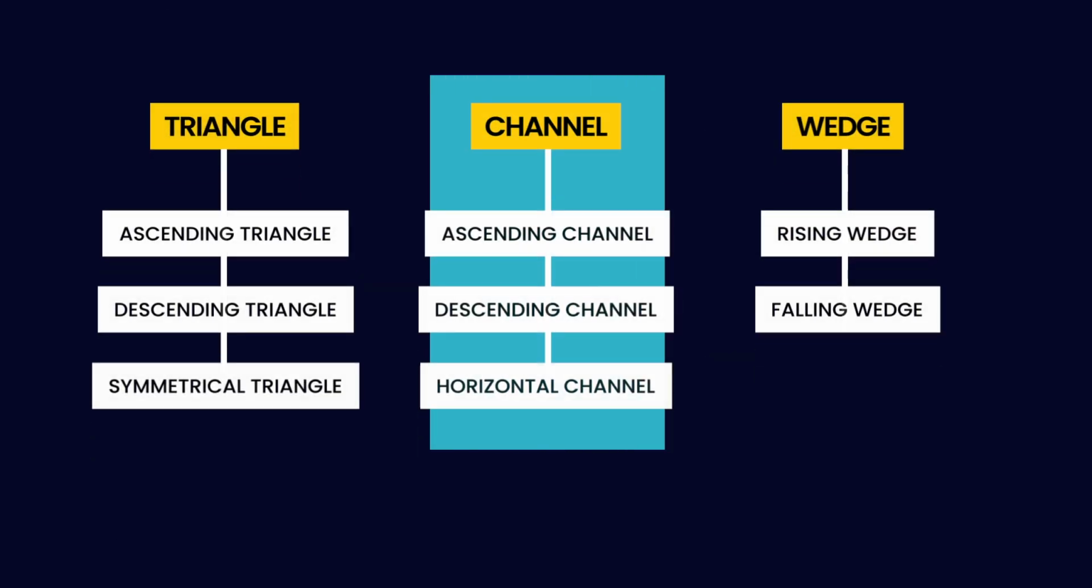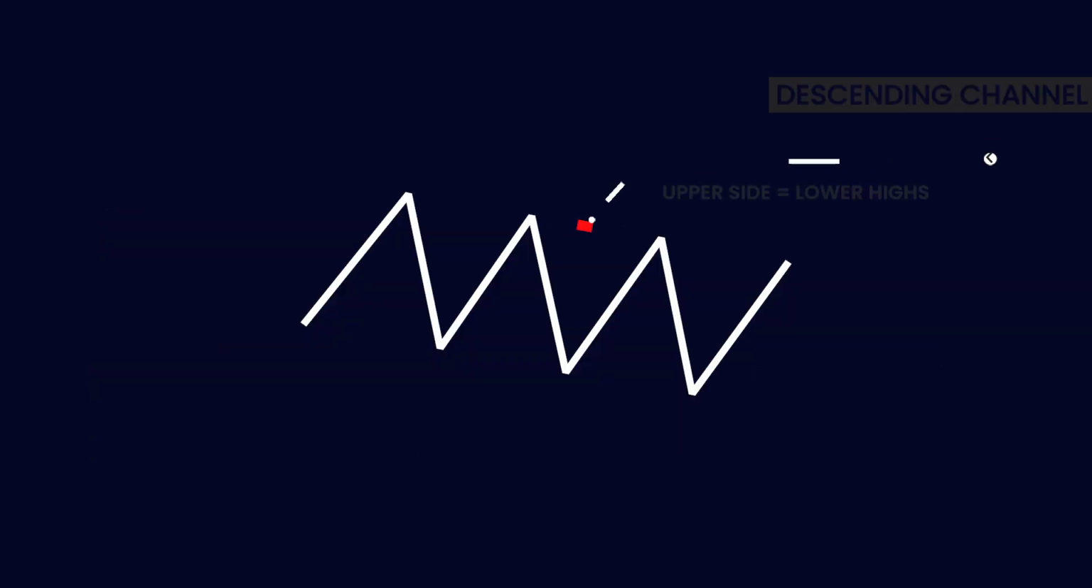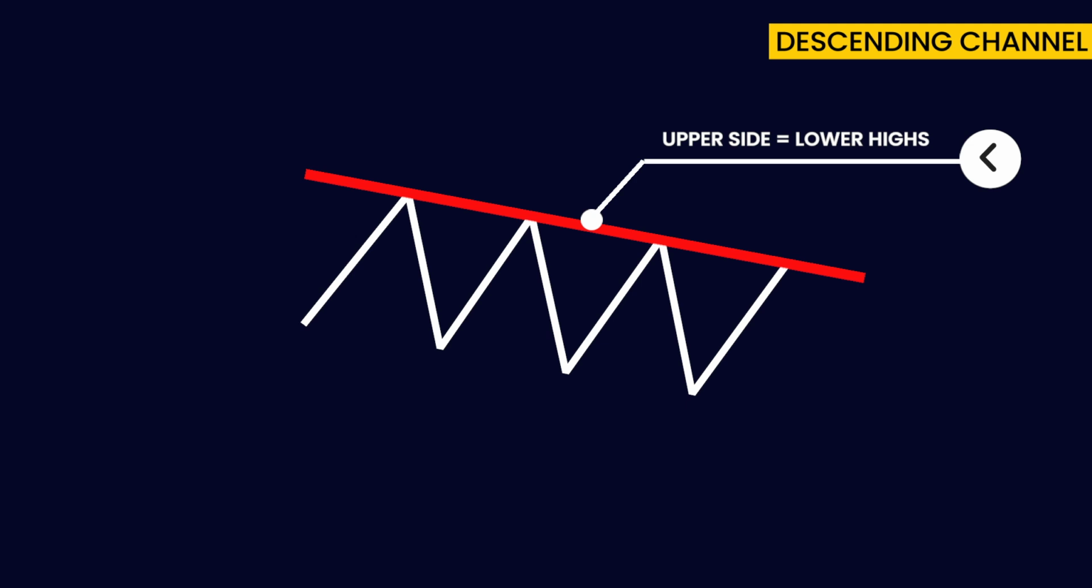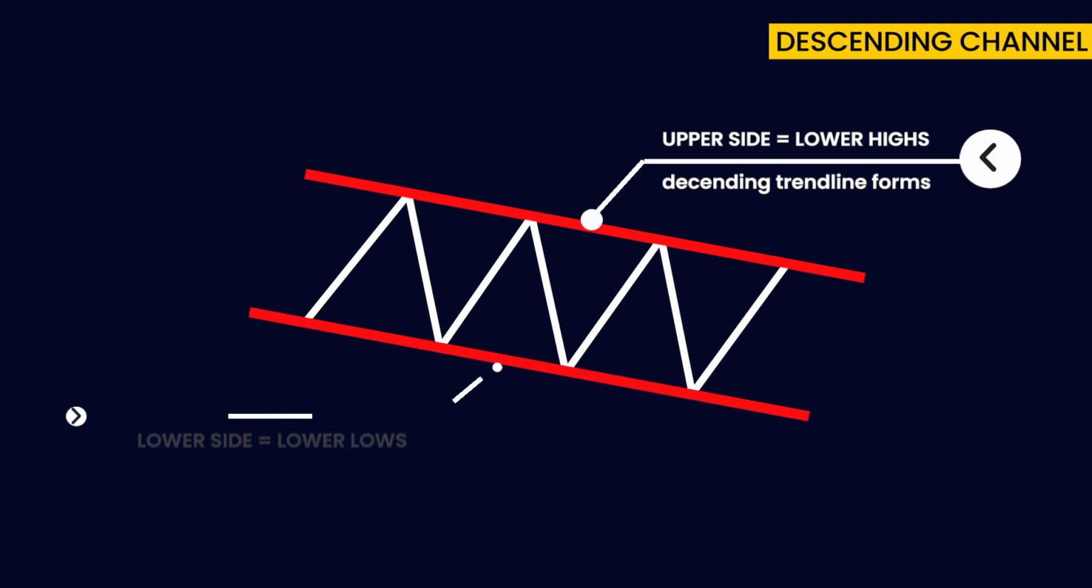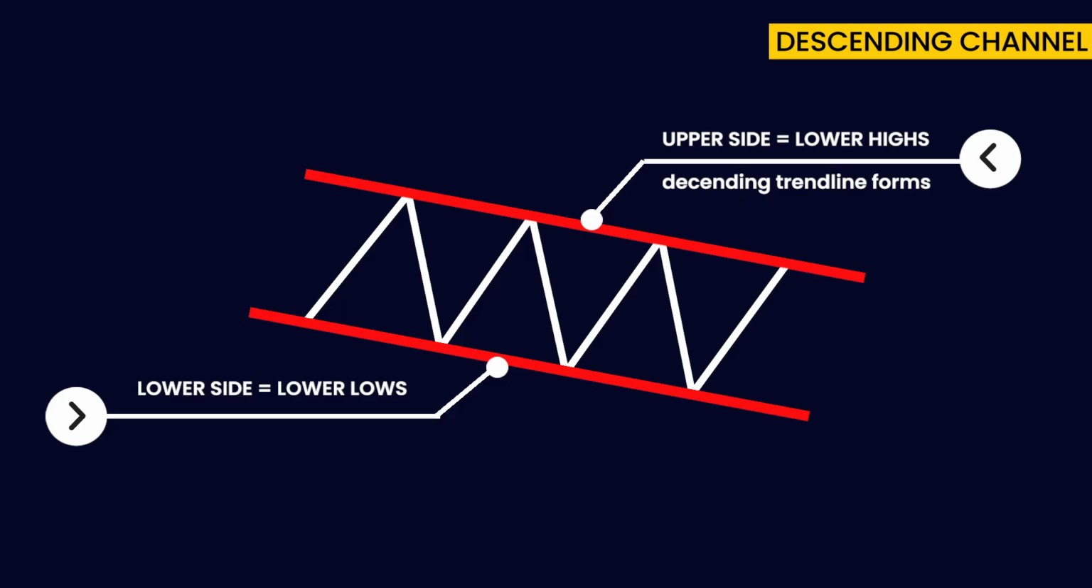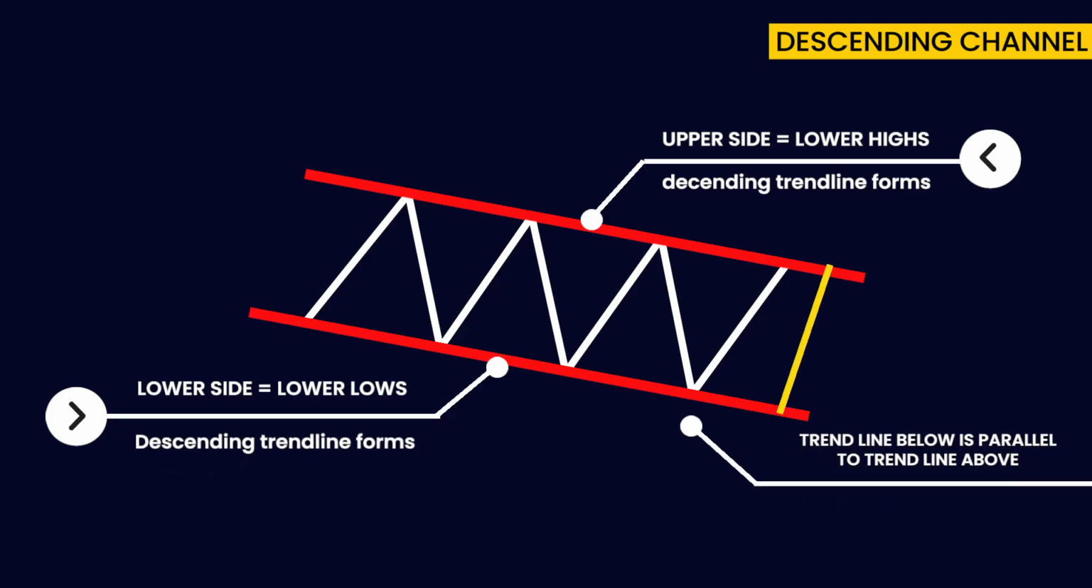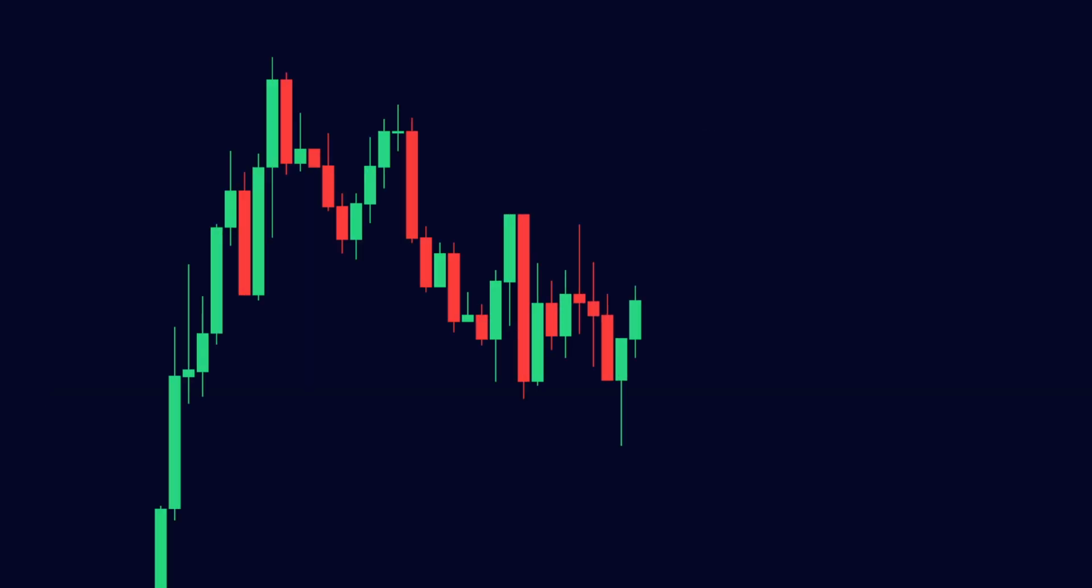Next is the descending channel. The top boundary features lower highs, so we can draw a downward trend line. The bottom boundary shows lower lows, also forming a downward sloping trend line. These lines are parallel and move downward together. This pattern can develop during both bullish and bearish phases.